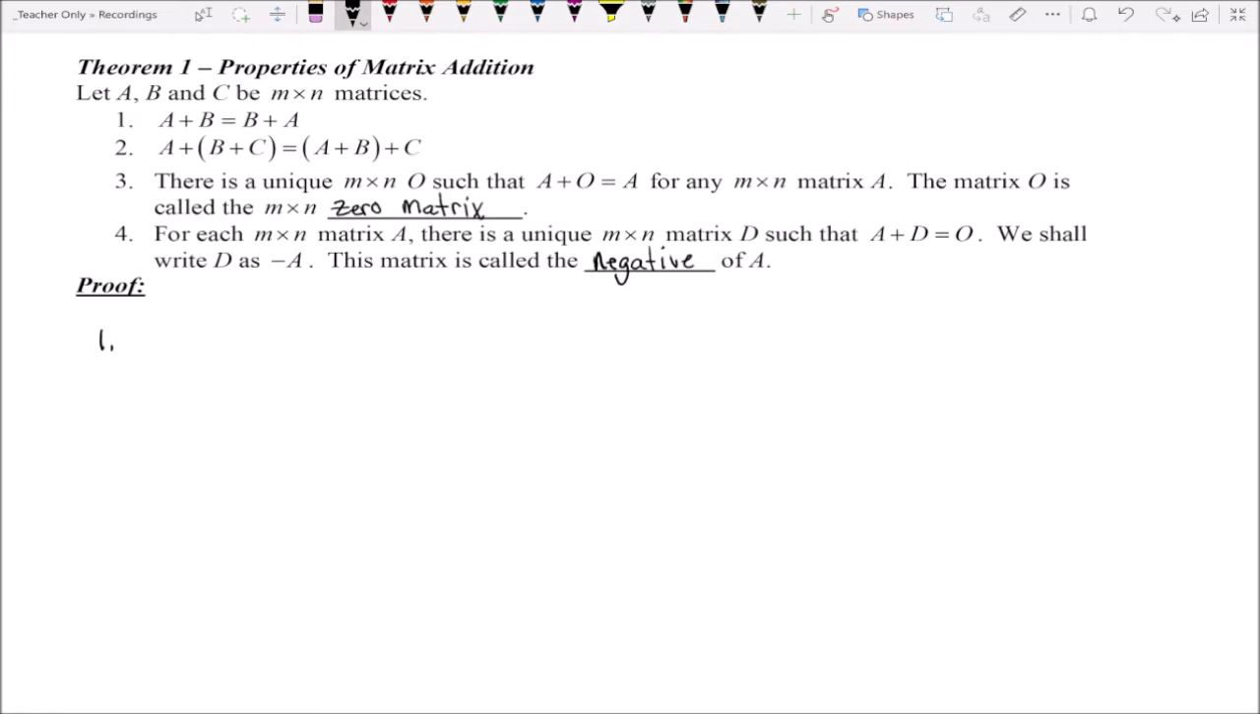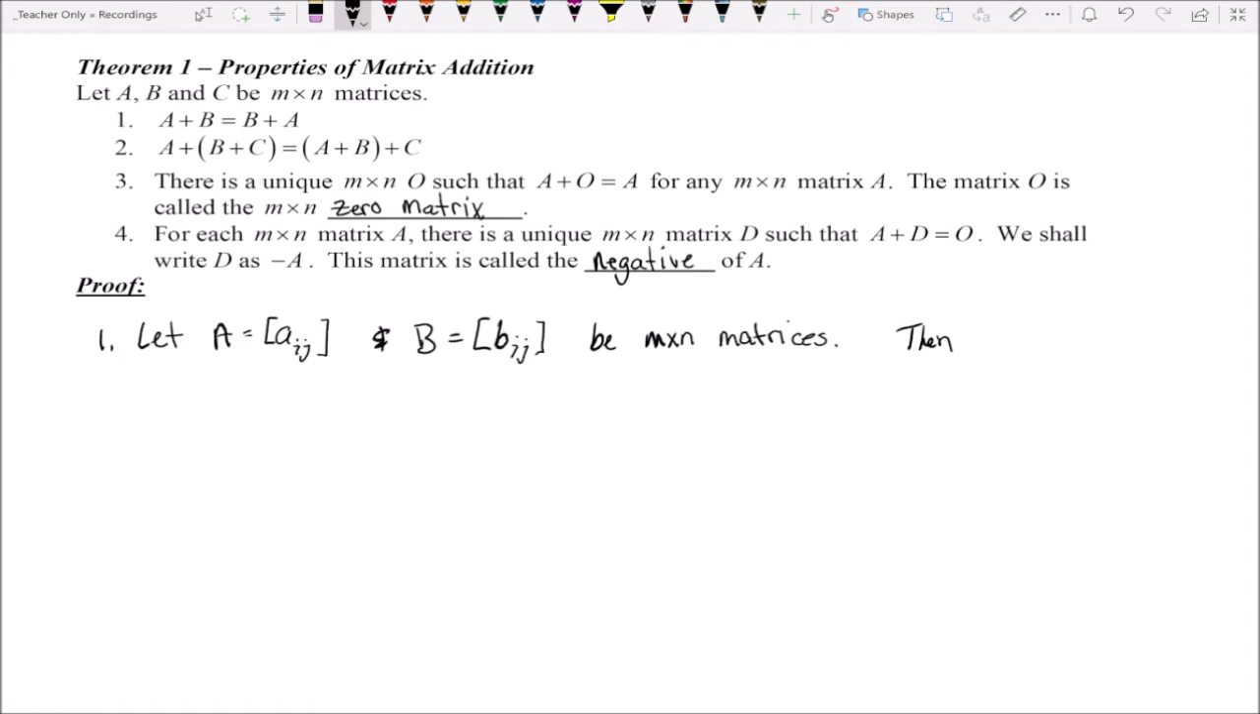So first, proving property 1. We're going to say A is represented like that. Remember, we looked at that in the last video. And we're going to represent B as this. And of course, they are both M by N matrices.